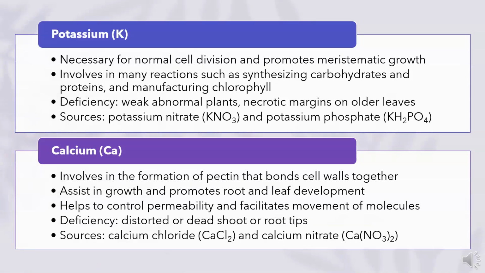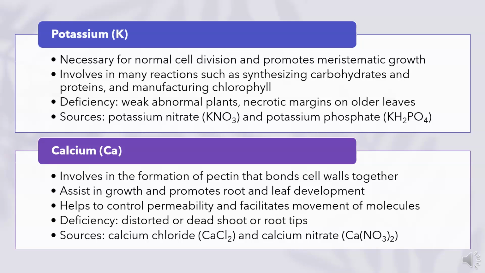Potassium is necessary for normal cell division and promotes meristematic growth. It plays a role in many plant processes, including synthesizing carbohydrates and proteins, and manufacturing chlorophyll. Insufficient potassium results in weak and abnormal plants, sometimes with necrotic margins on older leaves. Common sources of potassium in culture media include potassium nitrate and potassium phosphate, with potassium chloride also occasionally used.